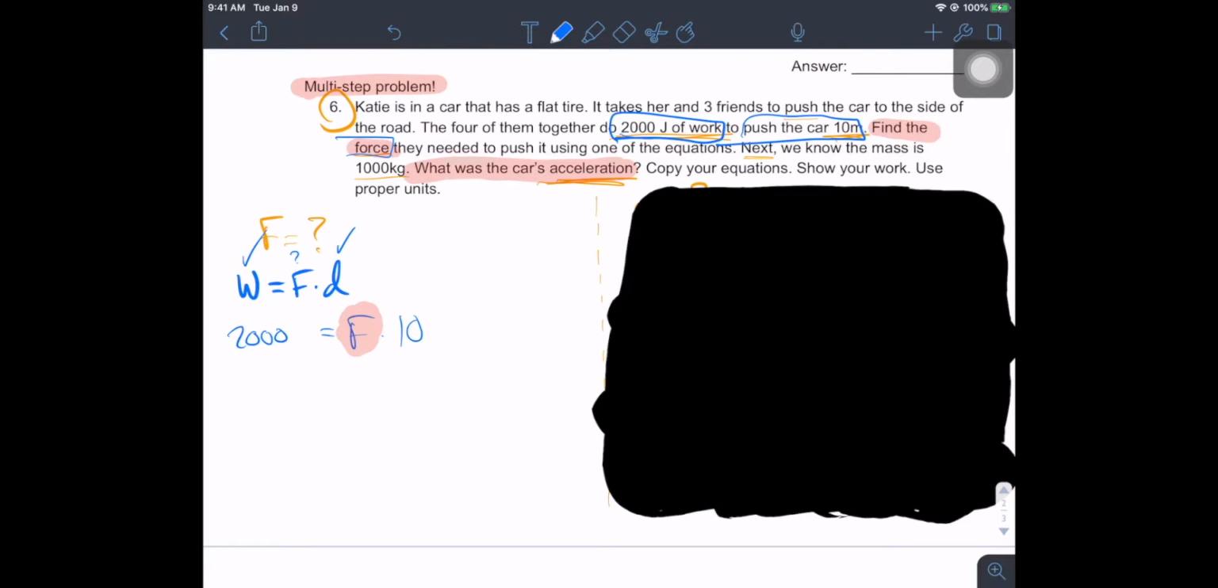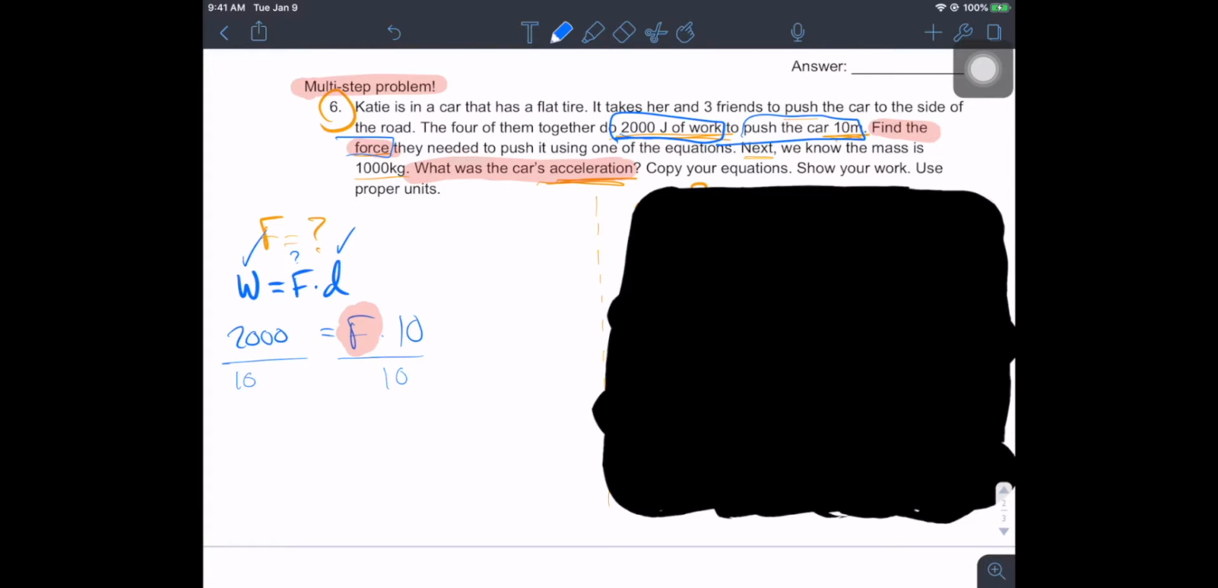We talked about this before, the middle school way versus the high school way. The middle school way is to just guess and check. I can see with my eyes that if I put 200 here and multiplied it by 10, I would get 2,000. And so I know that my answer's got to be 200.